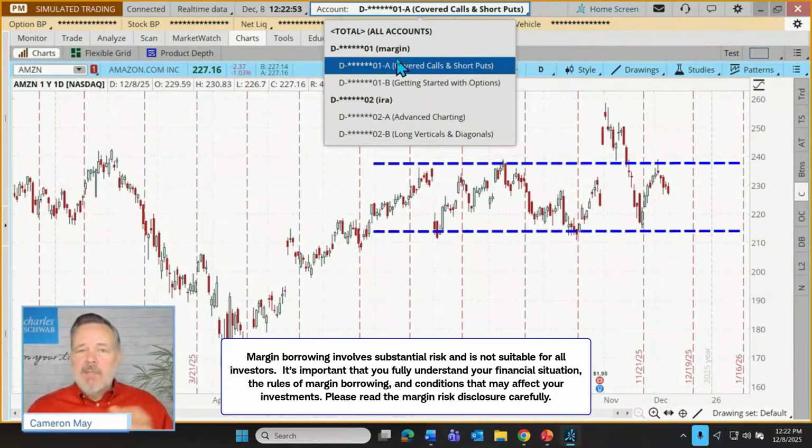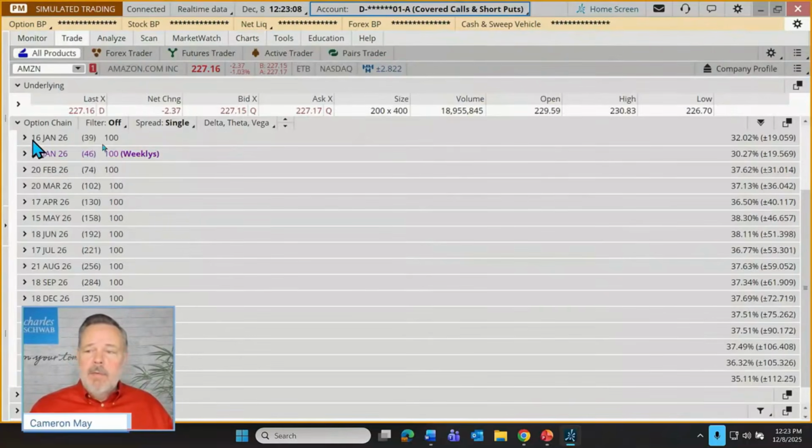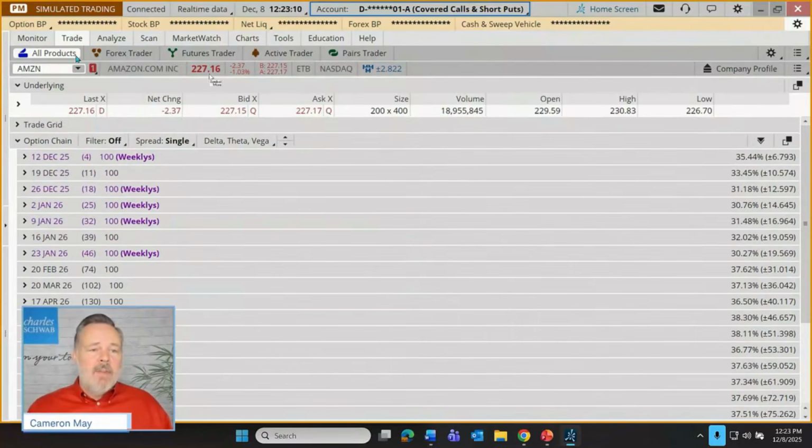That affects just how much cash is being essentially tied up in the trade when we're margining this. But let me just load this back to our covered calls and short puts portfolio. Anyway, here is the deal that we're going to be getting ourselves into. We bring up Amazon in the trade tab. Down here is our option chain.